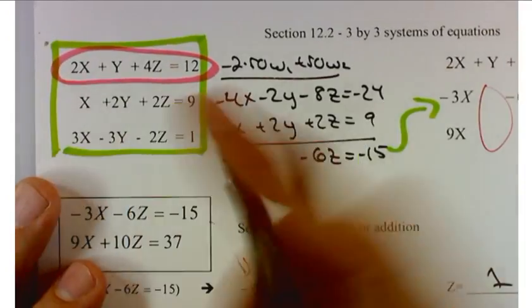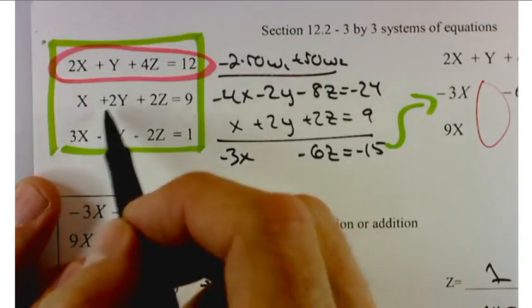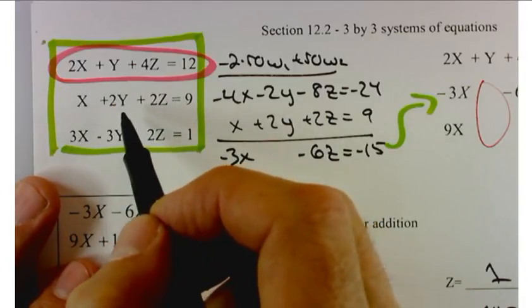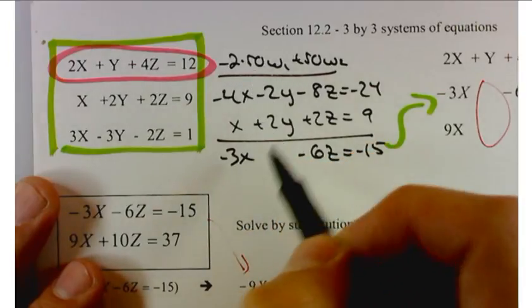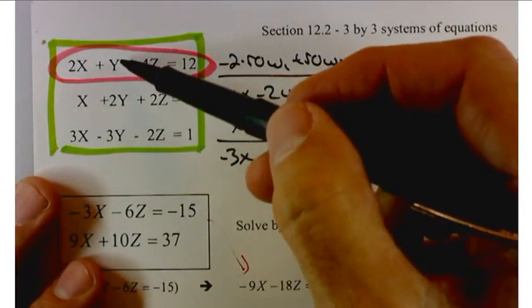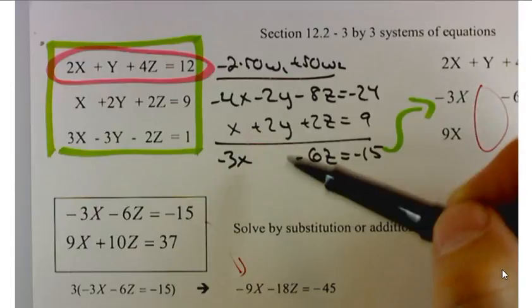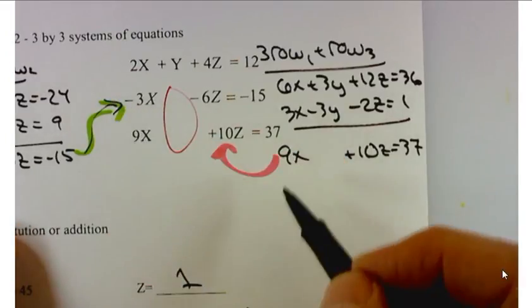So the first step that we did was we multiplied this by negative 2 with the goal of getting rid of the y here. We added negative 2 times row 1 to row 2. When you multiply this by negative 2 and add it here, it's going to cancel out the y's. So I got no y. So that became my new second equation right up here.